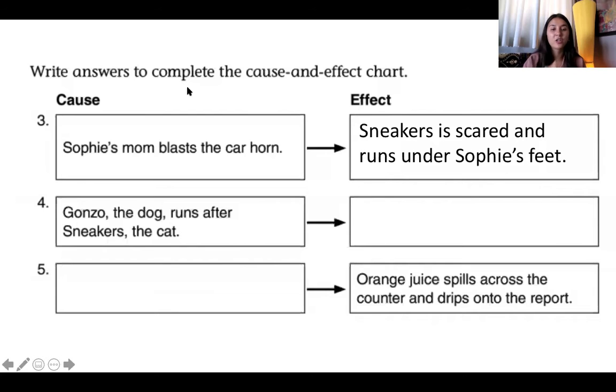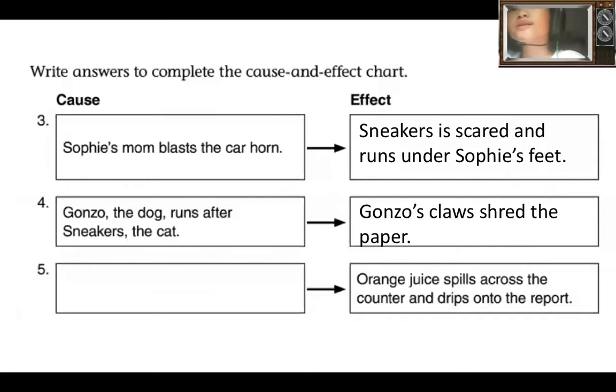Next, Gonzo, the dog, runs after Sneakers, the cat. What is the effect of the dog running after the cat? What do you think, Katie? Gonzo's claws shred the report. Good girl. Well done. Gonzo's claws shred the report or the paper. Good girl, Katie. Okay, and last but not least, orange juice spills across the counter and drips onto the report. This is the effect. What is the cause of the orange juice being spilled? Ming Ang, what do you think the cause is here? I think the cause is Sneakers made the orange juice fall. Good job.